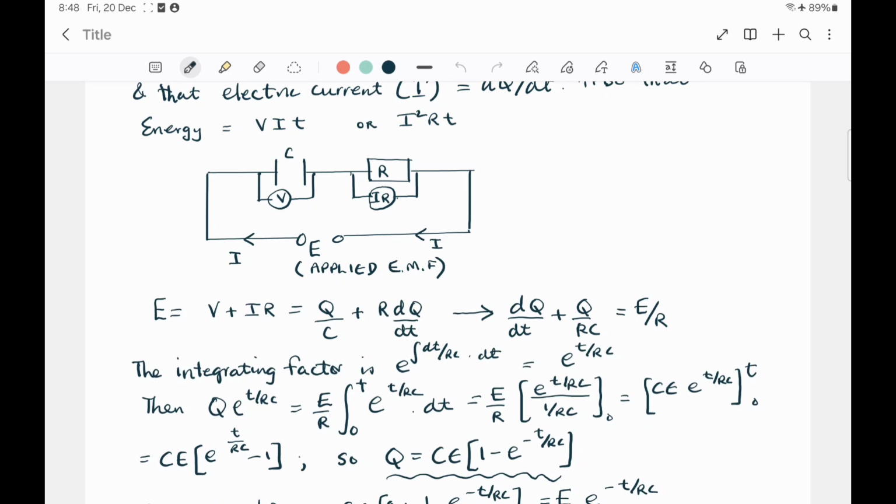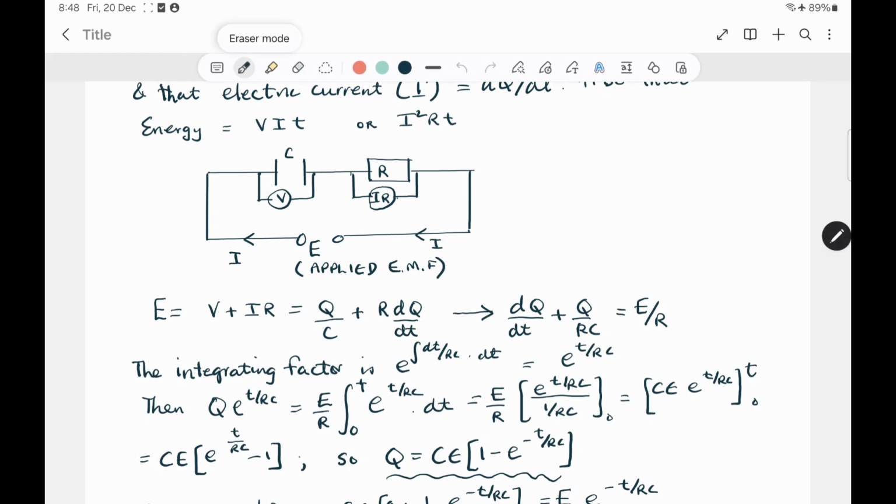And moving this around, we can put the formula into the form dQ/dt plus Q over RC equals E over R. All I've done there is divided through by R. Now you may recognize this from the previous episode as a linear differential equation of the first order. The integrating factor is e to the integral of 1 over RC dt.